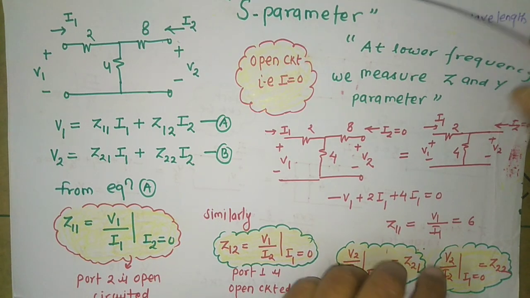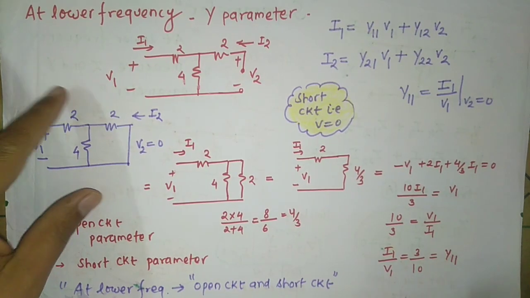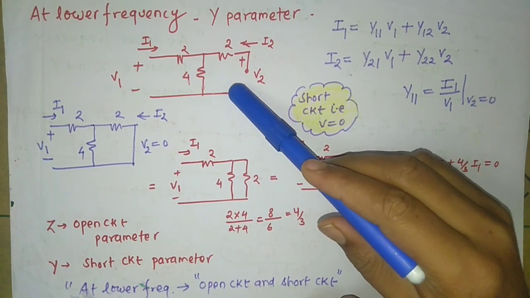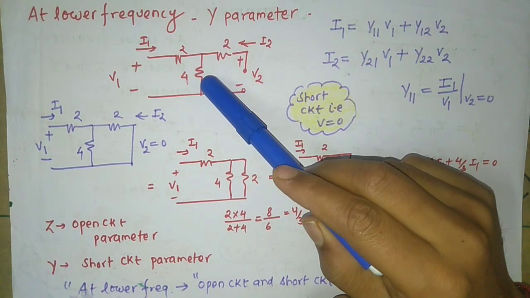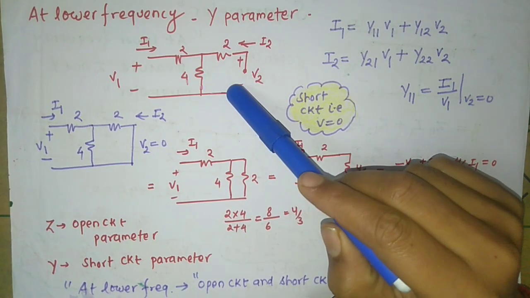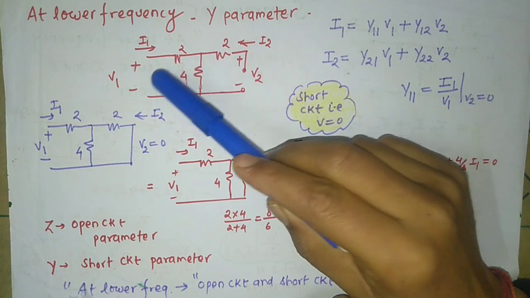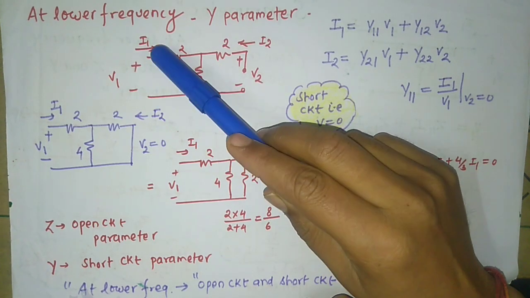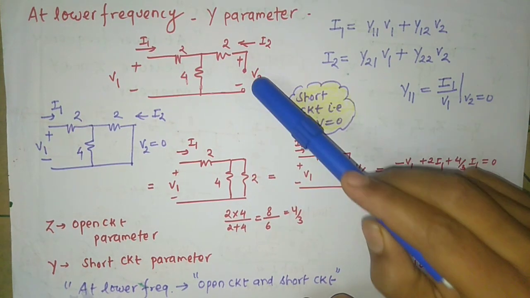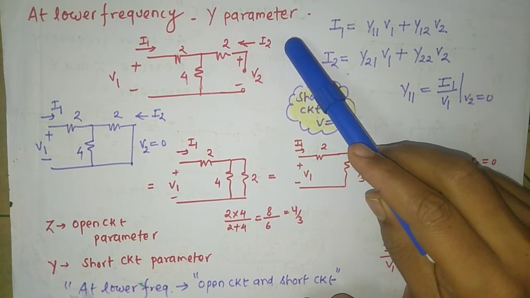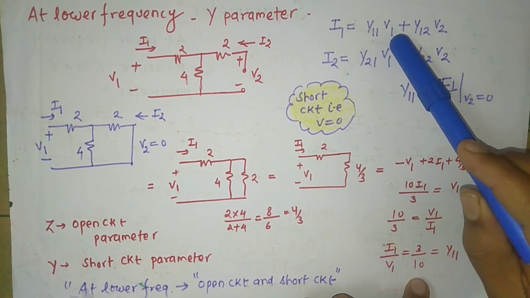Similarly for the Y parameter, I have considered the same network. Again, it's an example of a linear network because it is a combination of linear elements. Resistance is a linear element. This is your port number 1, this is your port number 2. At port number 1, V1 and I1 are there. At port number 2, V2 and I2 are there. How do we write the equation for the Y parameter? I1 equals Y11 V1 plus Y12 V2.